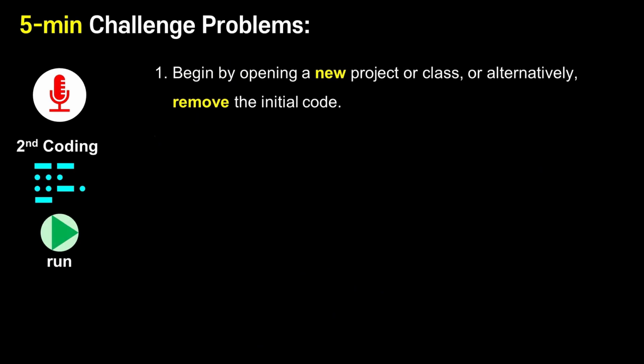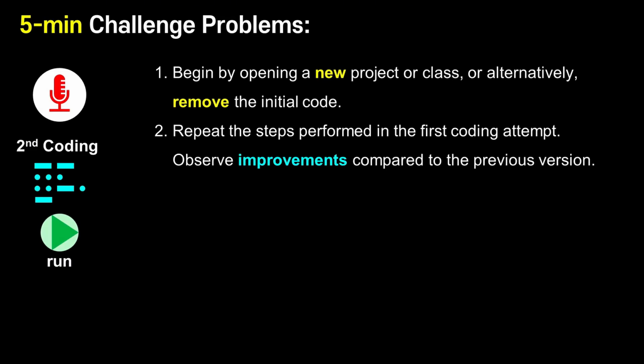In the second coding session, begin by opening a new project or class, or alternatively remove the initial code. Repeat the steps performed in the first attempt to observe the improvements compared to the previous version.